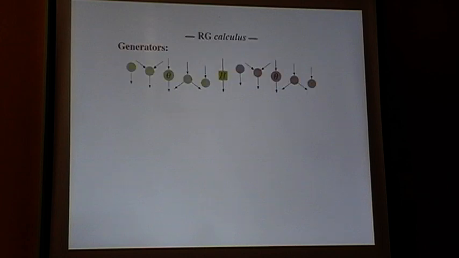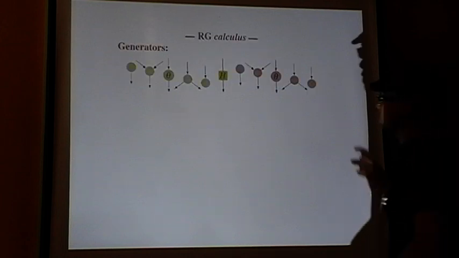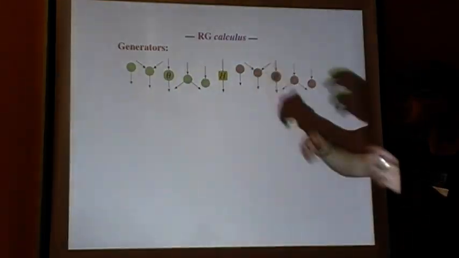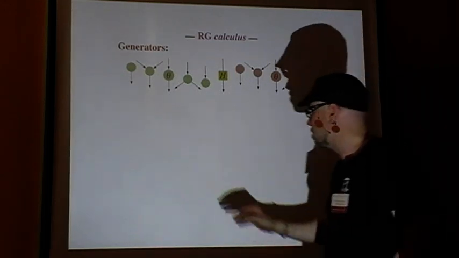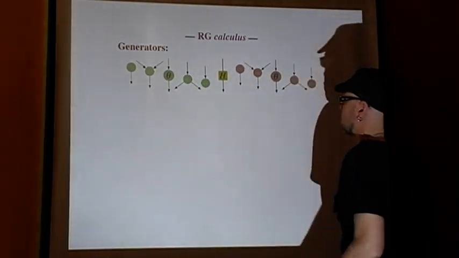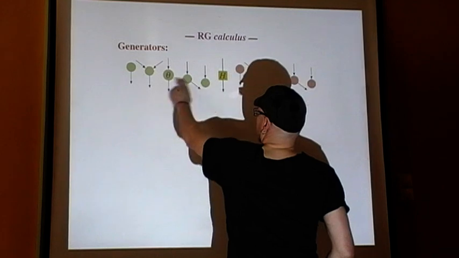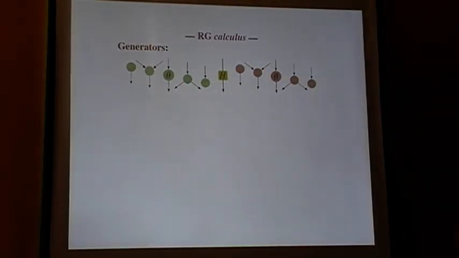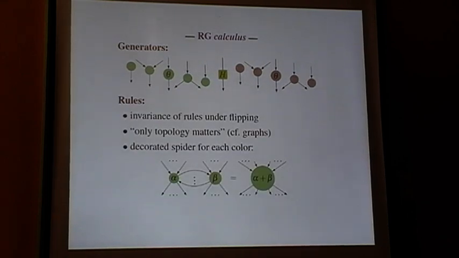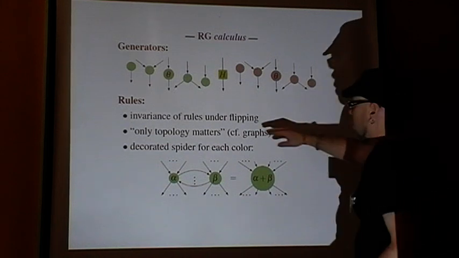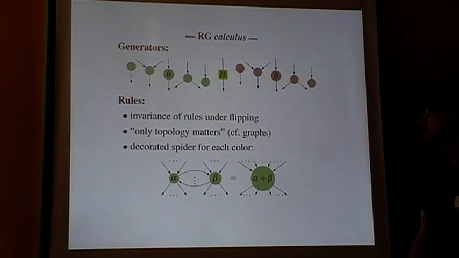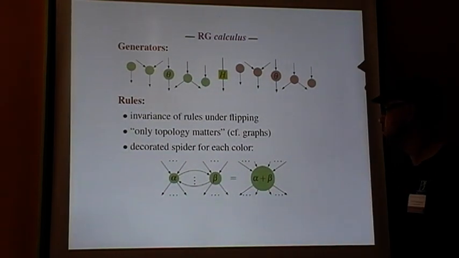So let's recall what this red-green calculus is. You've got a bunch of generators, which basically generate all the spiders. You can plug them together and meet the spiders. But let's write them down in algebra form. You've got a bunch of generators for red, and then you've got a Hadamard gate. You do need to explicitly have a Hadamard gate in your calculus. There's a bunch of rules. For example, if a rule is true, you can also flip it upside down and it stays true. Only topology matters. That's something general.